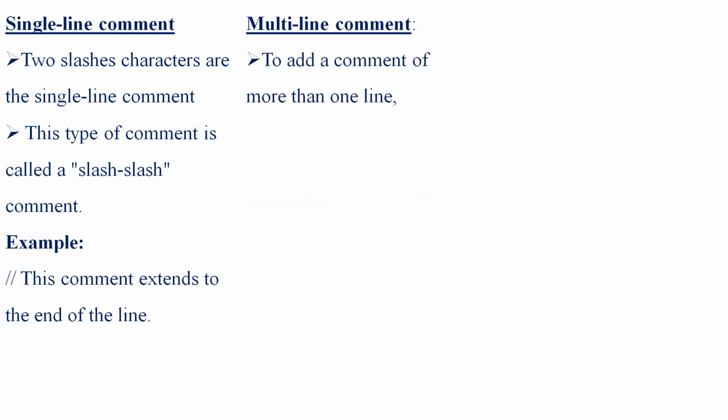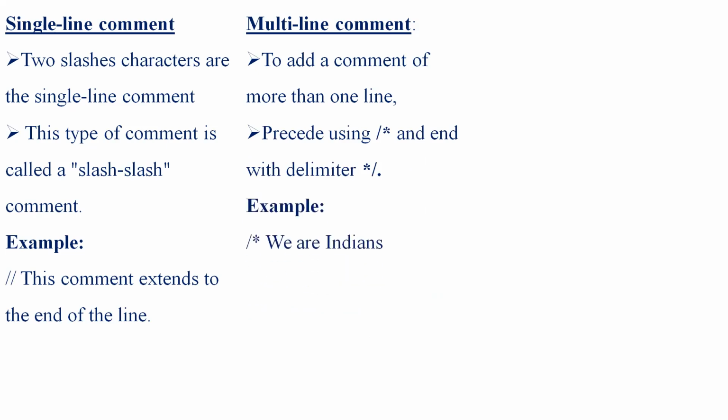Next we have multi-line comments. A multi-line comment is used to add a comment of more than one line. In order to give a comment in more than one line, we use a multi-line comment. It starts with a slash followed by a star and ends with a delimiter, a star followed by a slash. Here we have an example of a multi-line comment which starts with a slash followed by a star. We are Indians, we all are equal, and it will have multiple lines of explanation, and it will also end with the delimiter. So this is about a multi-line comment.